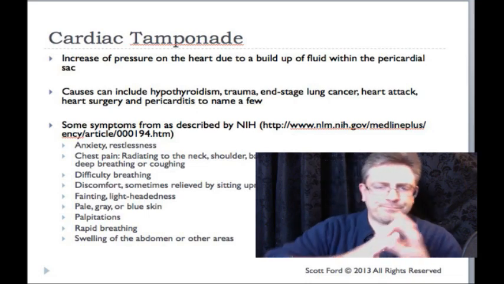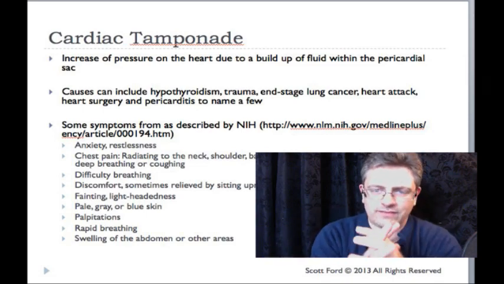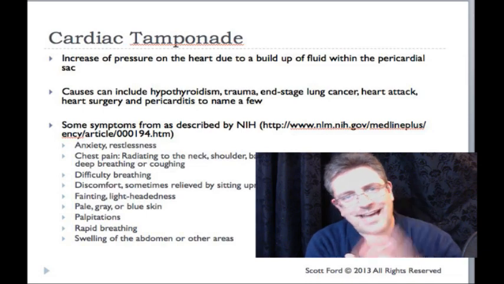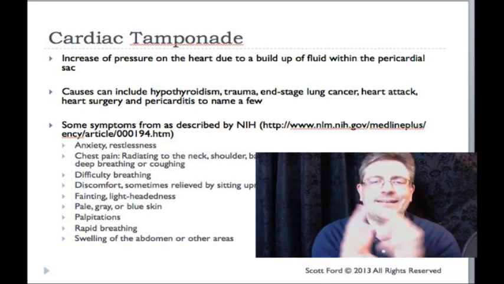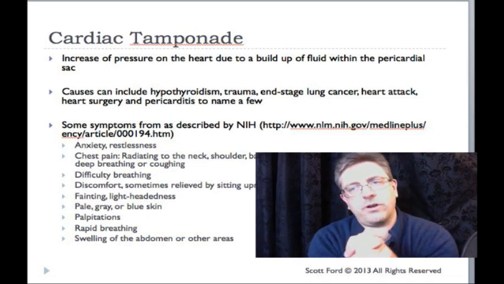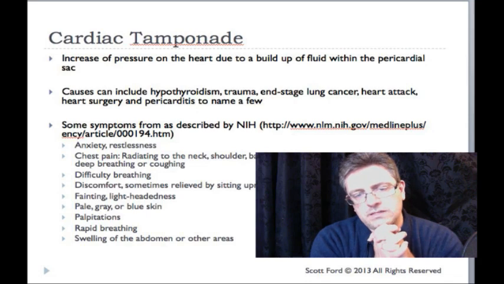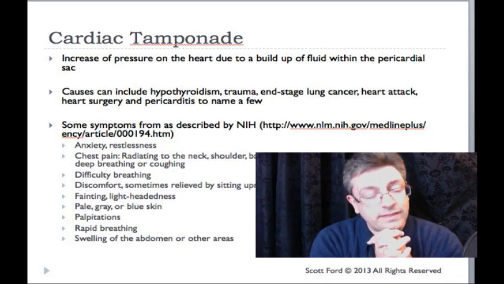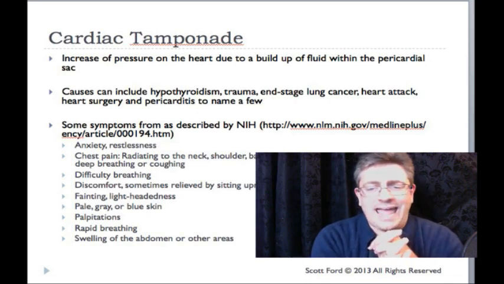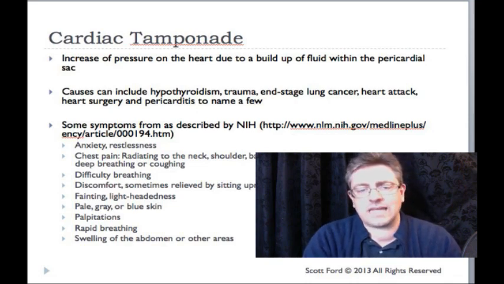Now think about this. The heart's a muscle. It contracts, it expands, it contracts, it expands. If you start pushing down on the heart, it can't really go anywhere, okay? And so the more pressure you put on the heart, the less able it is to pump the blood. Causes can include hypothyroidism, trauma, end-stage lung cancer, heart attack, heart surgeries, and pericarditis, to name a few.